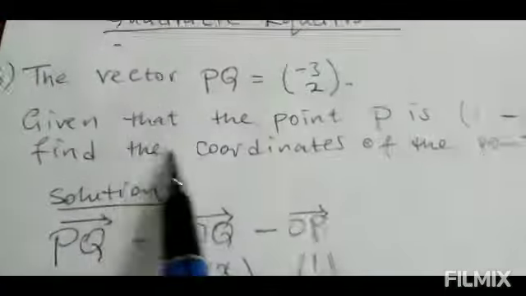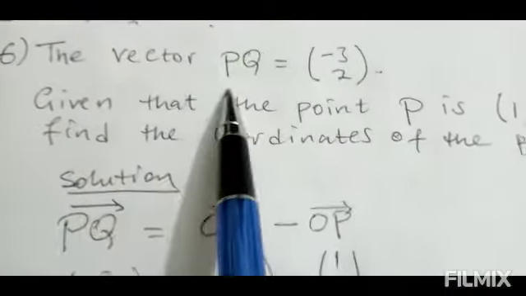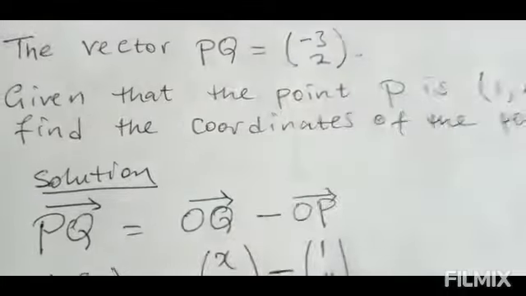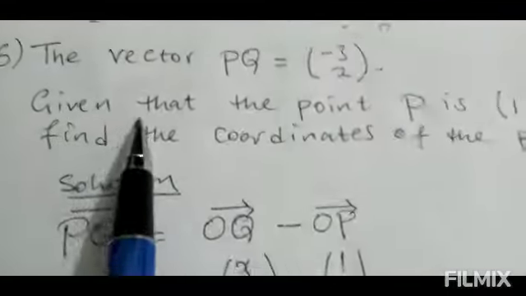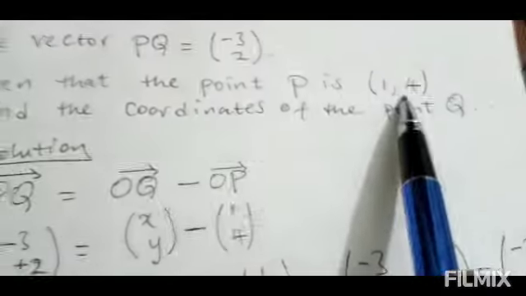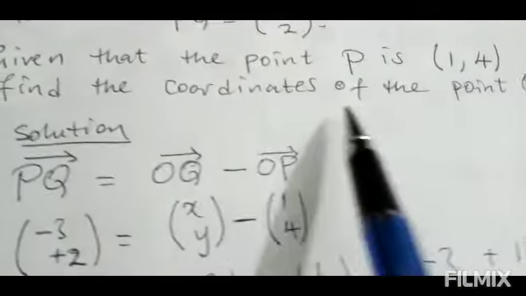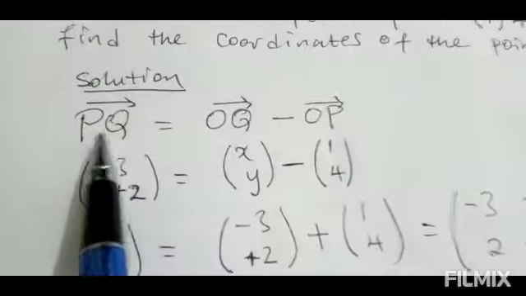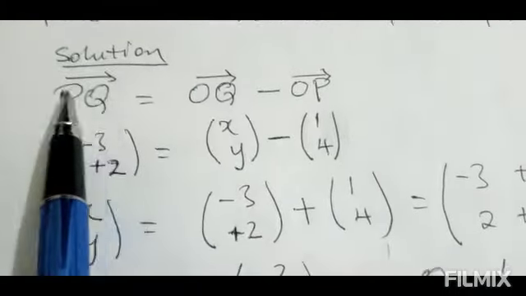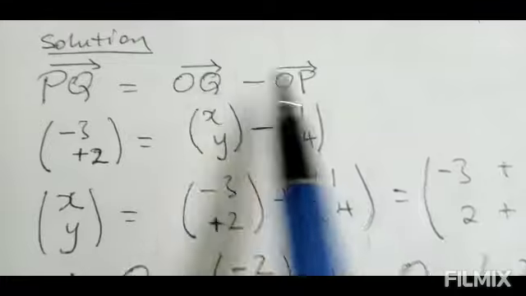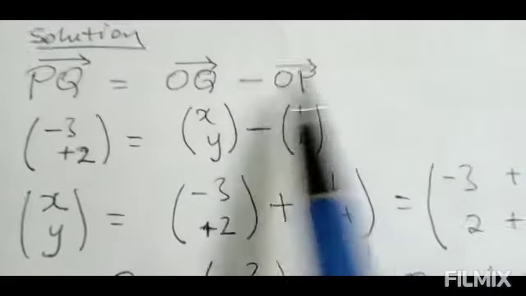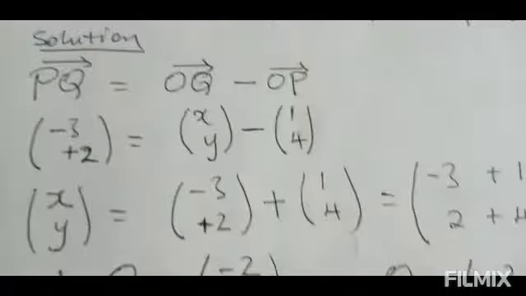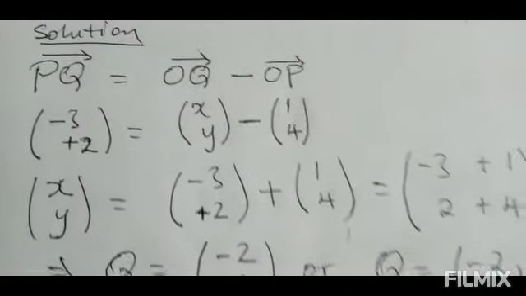All right, now let's go to number 6. The vector PQ is minus 3, 2, given that the point P is 1, 4, find the coordinates of the point Q. Solution. The vector PQ is in the direction going towards Q. So you go to Q, then you subtract P, okay? So OQ minus OP, all right? Because the vector is going towards Q.